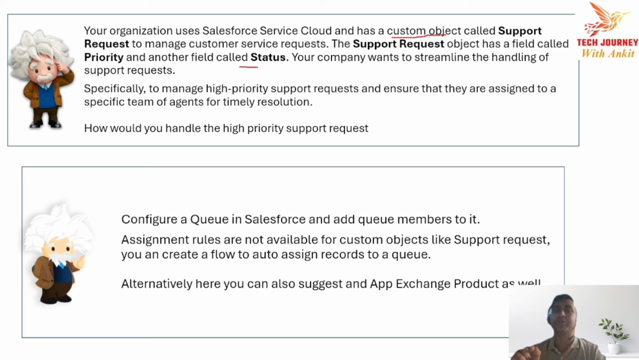Now your company wants to streamline the handling of the support requests. Specifically, they want to make sure that whatever high priority support requests they are getting are assigned to a specific team of agents for timely resolution. So they do have one dedicated team. They want any high priority support requests that come in to be assigned in a timely manner. So how do you go and solve this problem?